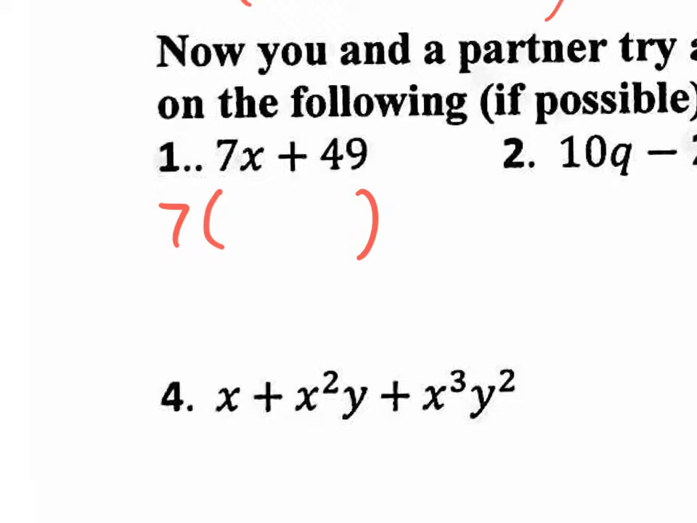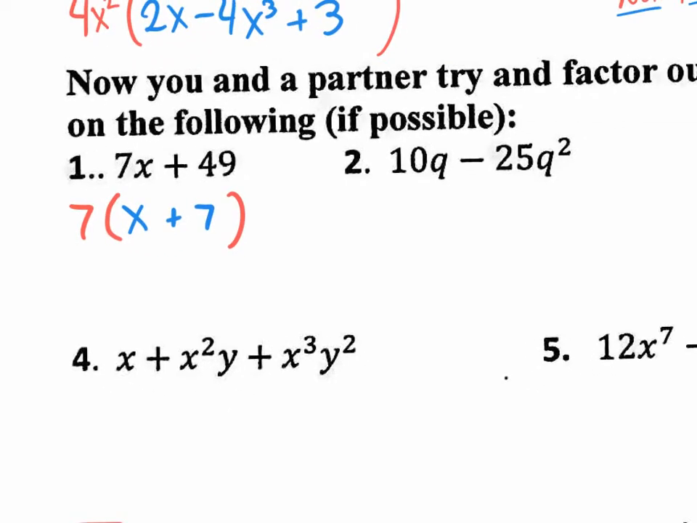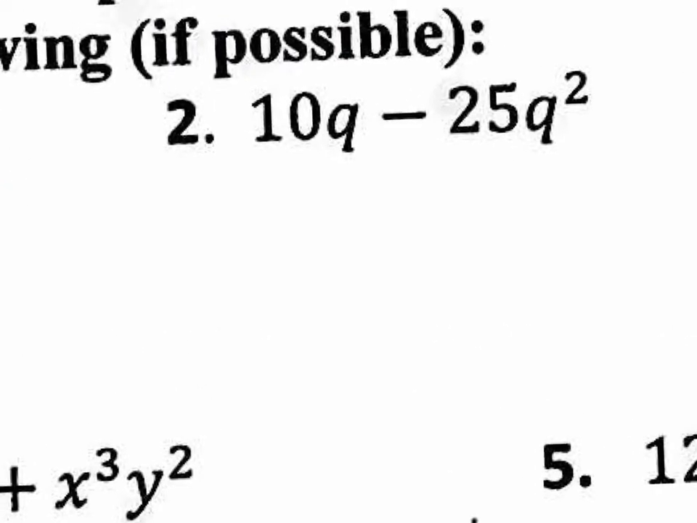Right. And the thought process in your head, what should be happening is this. 7 times what gives you 7x? X, that's right. So you put an x in there. And then 7 times what will give you a positive 49? Positive 7, so plus 7. It's that easy, guys. On every single one of these, you're going to have to put the parentheses like this. Find out what's in common in all of your terms. There's only 2 terms here that you could pull out here to the front.